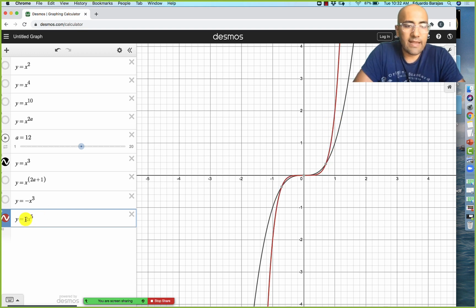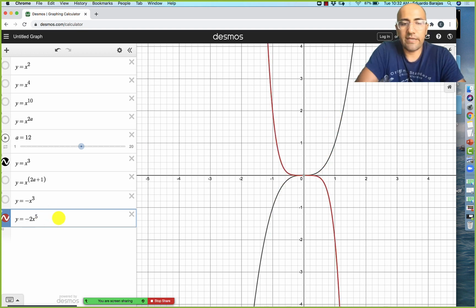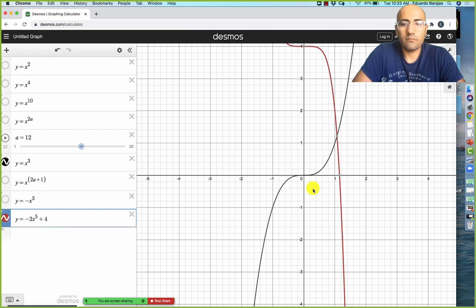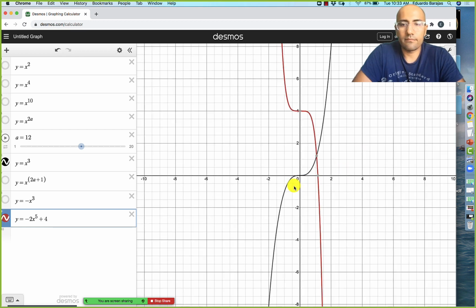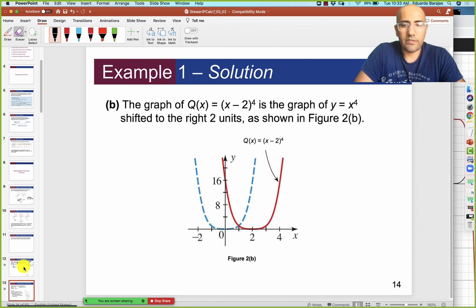If we multiply it by -2, it's going to rotate it, flip it upside down. And then we add 4, +4. So it just shifts it up. Shifts it up, flips it upside down, makes it a little skinnier. Okay, so rough sketches.